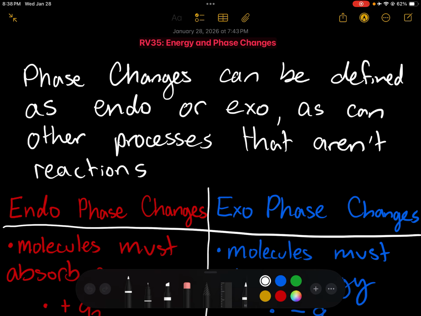So the first thing you need to know is that phase changes can be defined as endothermic or exothermic, just like reactions can be defined as endothermic or exothermic, and any processes that aren't reactions can be defined as either endo or exo as well. Because all that endo or exo really means is, is energy going in or is energy coming out? And that's not inherent to only reactions. It can be any process that we can look at overall.